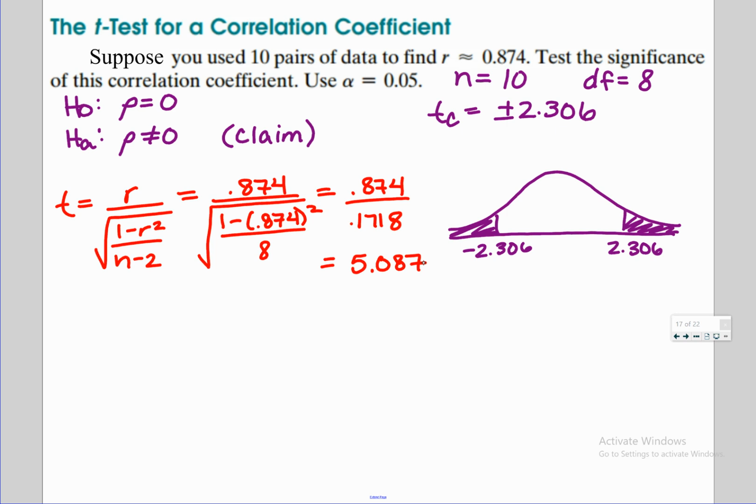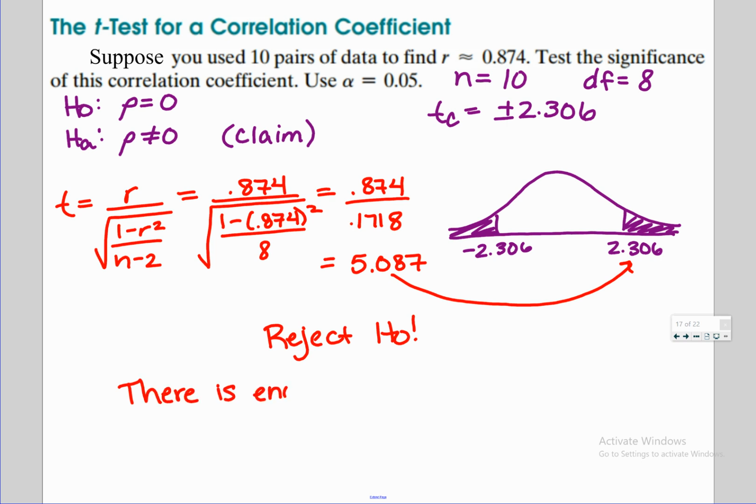Okay, so is it in my rejection region? Yes. So do we reject or not reject? Reject. And remember, you are always rejecting the null hypothesis when we do our hypothesis testing, okay? If we reject the null, we say there is enough evidence to support the claim. I'm using that same statement we used before.